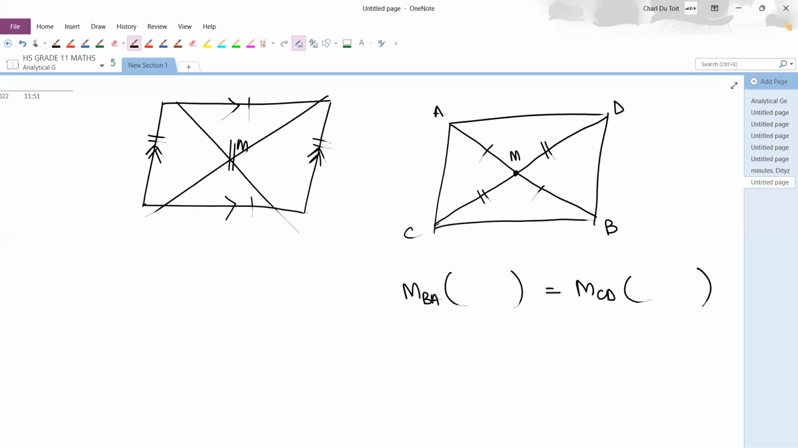So if you have to prove that something is a parallelogram, then you only have to work out 2 midpoints instead of either 4 lengths and 4 gradients. So just keep that in mind. We haven't done any of that, but just keep this in mind. If you have to prove something is a parallelogram, you are going to work with midpoints of the diagonals, otherwise you're going to have too much work.